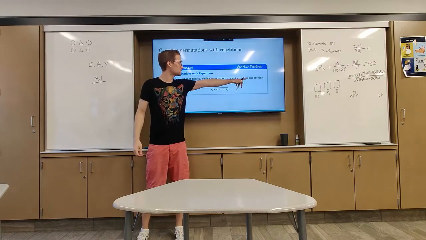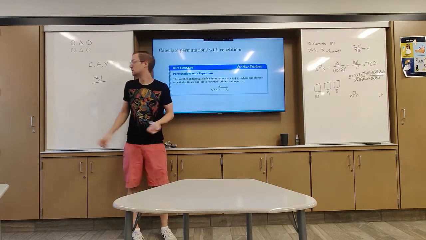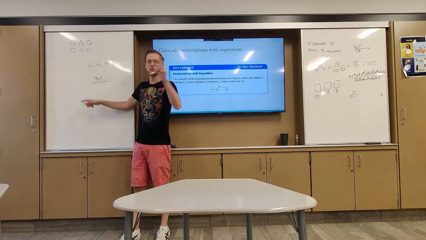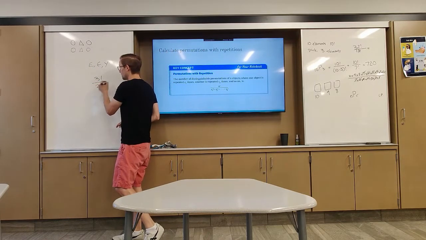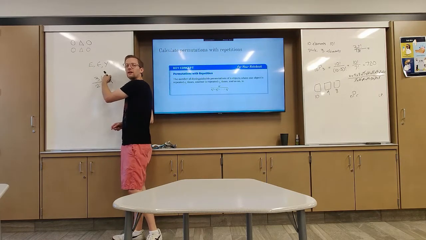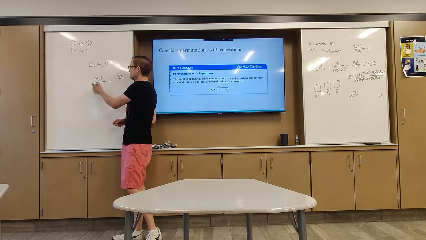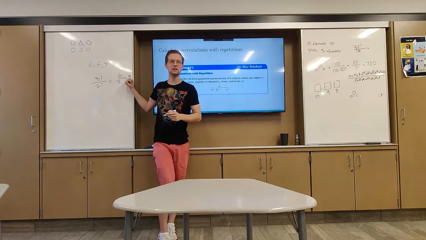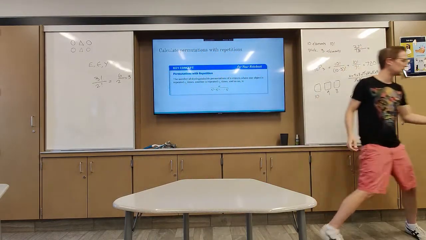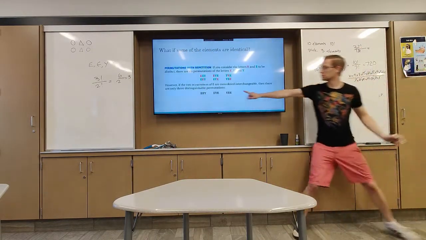My object E is repeated 2 times, so I would do 2 factorial. And so this is equal to, what's 3 factorial? 6. What's 2 factorial? 2. This is the number of unique distinguishable permutations, which is what I had here. 1, 2, 3.